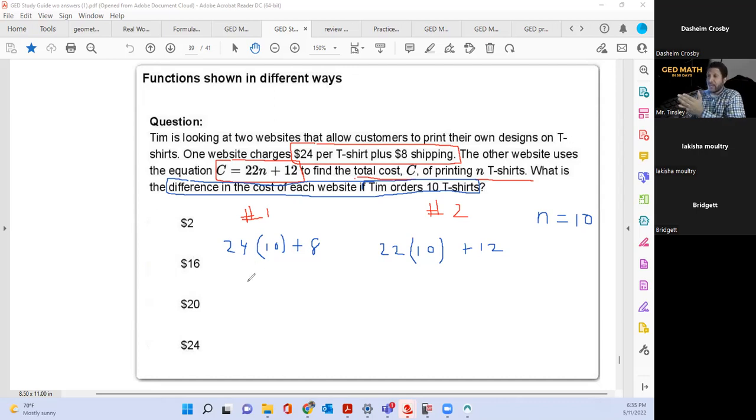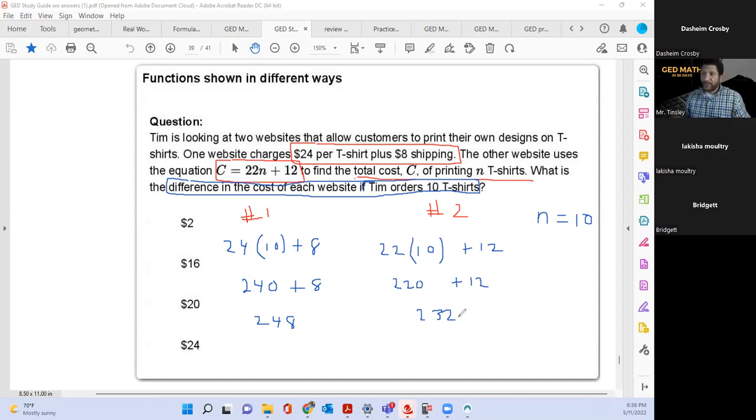So 24 times 10 is just 24 times 10. We're going to add a 0. Plus 8. 248. Same thing here. What's 22 times 10? 220. 220 plus 12 is what? 232. So the cost of the first website is $248.